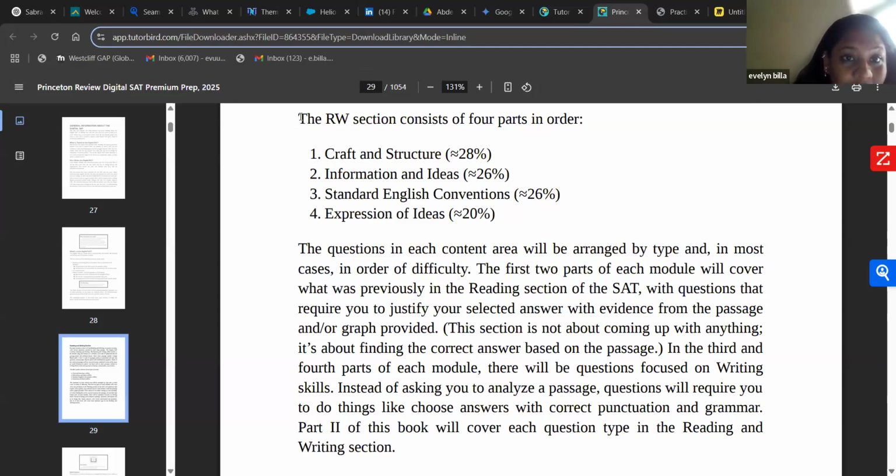Okay. Starting from here, the RW section consists of 4 parts. Please read till the end of the page. The RW section consists of 4 parts in order. 1, craft and structure, which is 28%. 2, information and ideas, which is 26%. 3, standard English conventions, which is 26%. 4, expression of ideas, which is 20%.